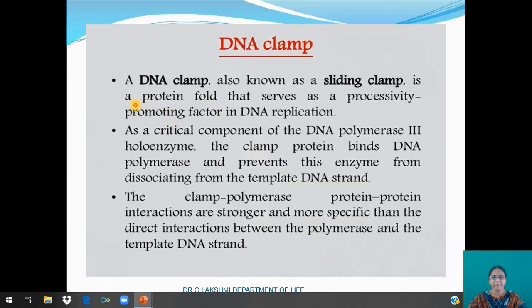Coming to a DNA clamp. A DNA clamp, also known as a sliding clamp, is a protein fold that serves as a processivity promoting factor in DNA replication. Specifically, DNA clamp proteins are the beta subunits of DNA polymerase 3. As a critical component of the DNA polymerase 3 holoenzyme, the clamp protein binds DNA polymerase and prevents this enzyme from dissociating from the template strand.